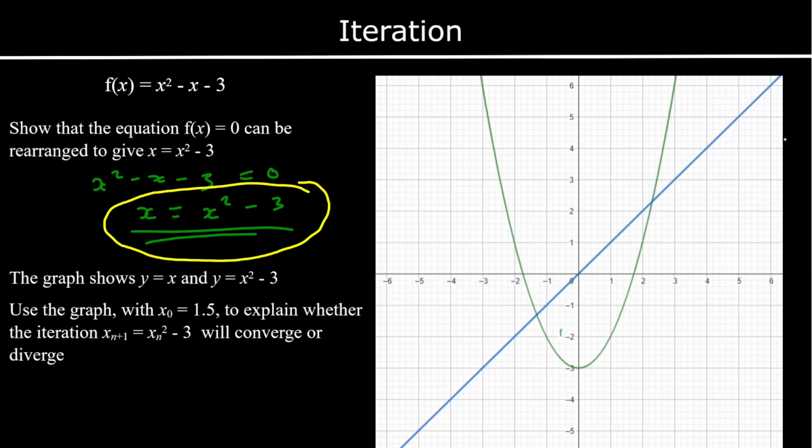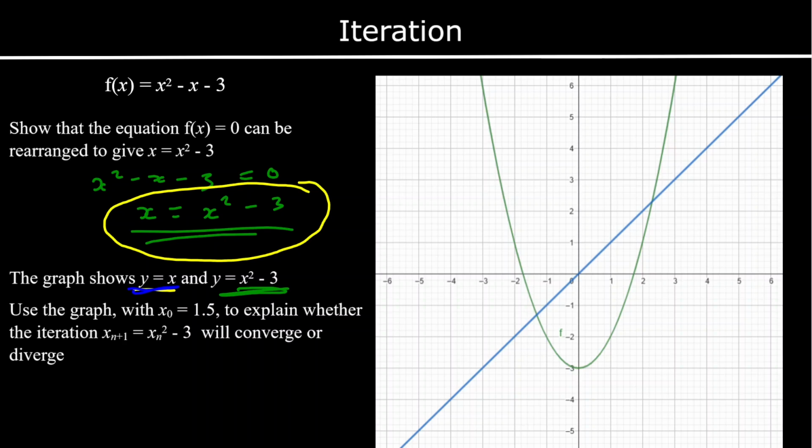So we've got y equals x, which is our blue line, and we've got y equals x squared minus 3, which is our green line. And they're both drawn on the diagram. Use the graph with x0 as 1.5 to explain whether the iteration will converge or diverge.